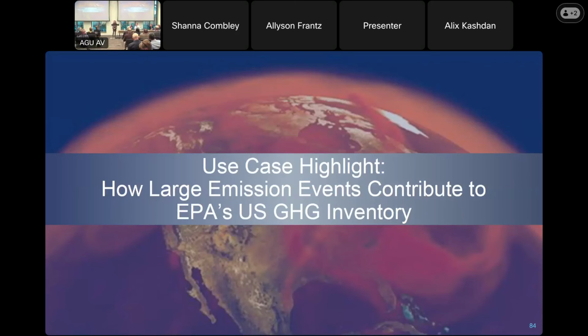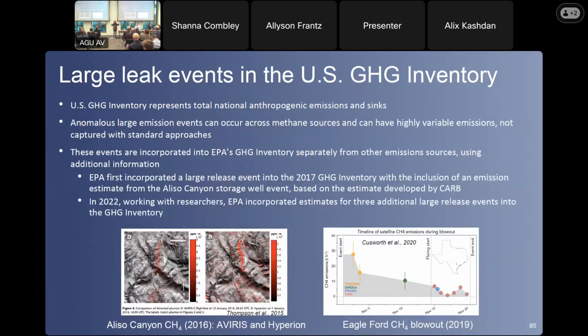So I'm Melissa Weitz with EPA's Climate Change Division, and I'll talk a bit about how we are currently incorporating large emission events into the inventory and future plans to incorporate more. Next slide, please. So the inventory, as Erin and Kenna walked through, represents national total anthropogenic emissions and sinks. There are anomalous large events that can occur across different methane sources and can have highly variable emissions that wouldn't necessarily be captured with our standard approaches to develop the national level greenhouse gas inventory.